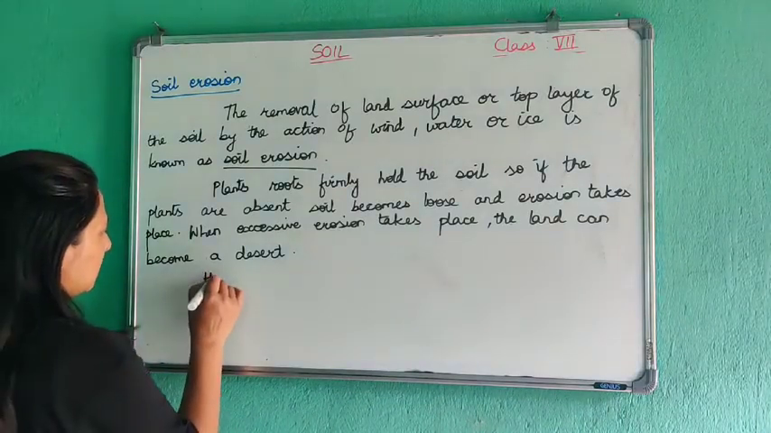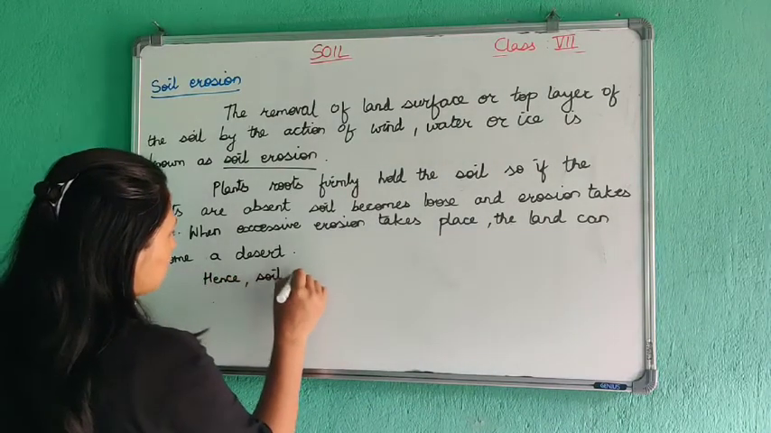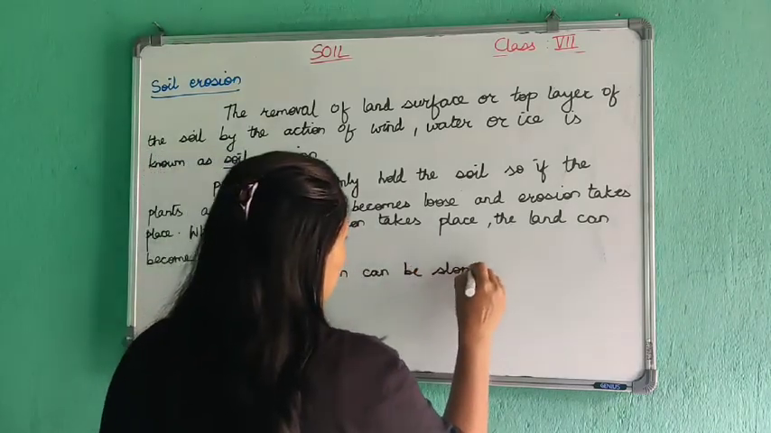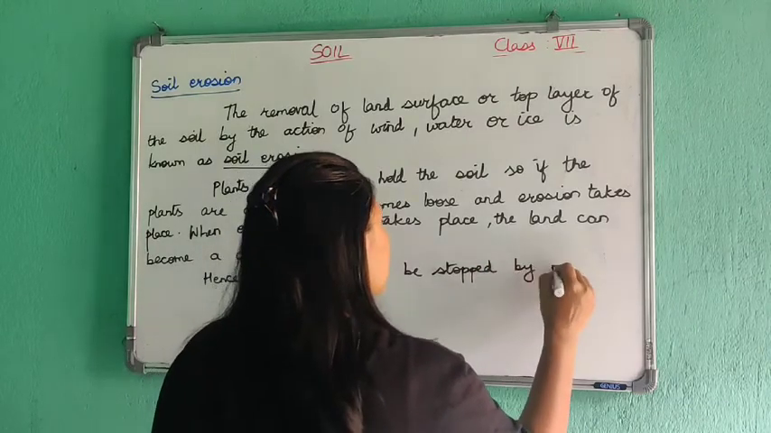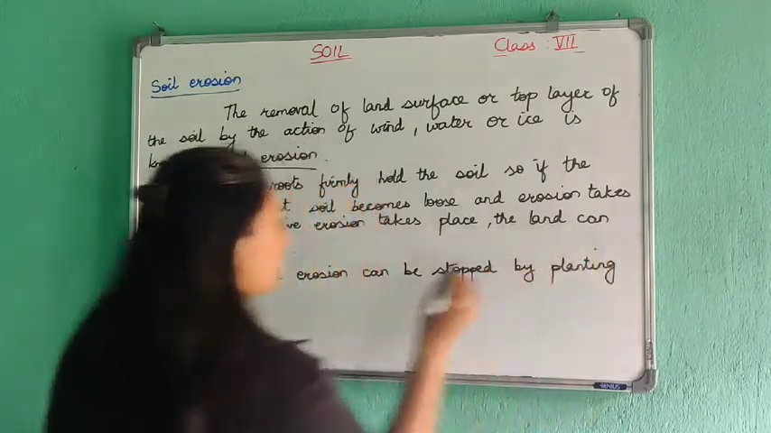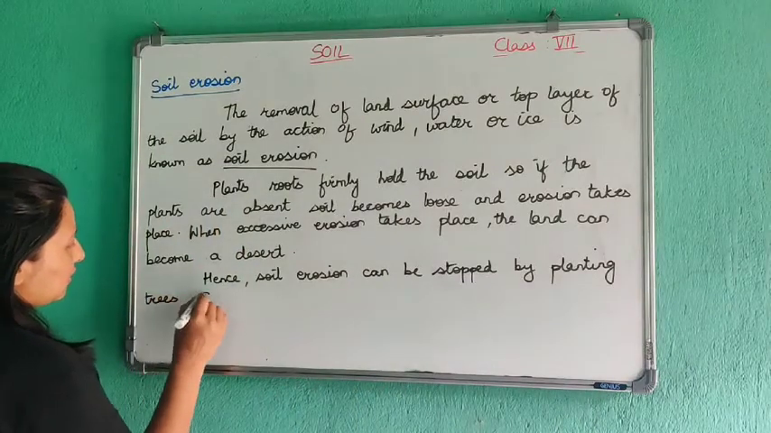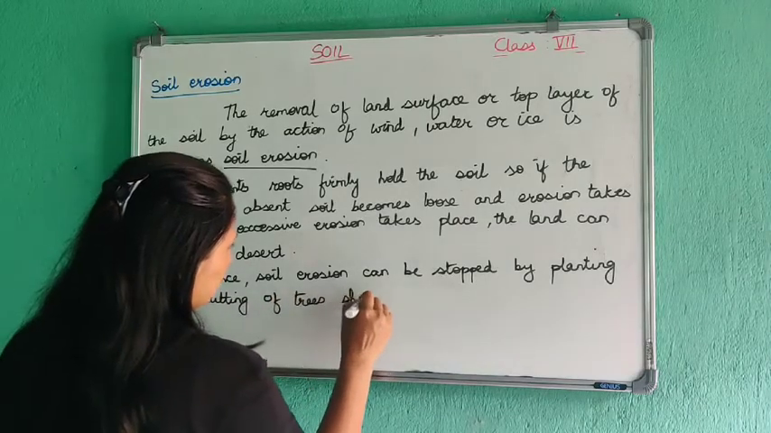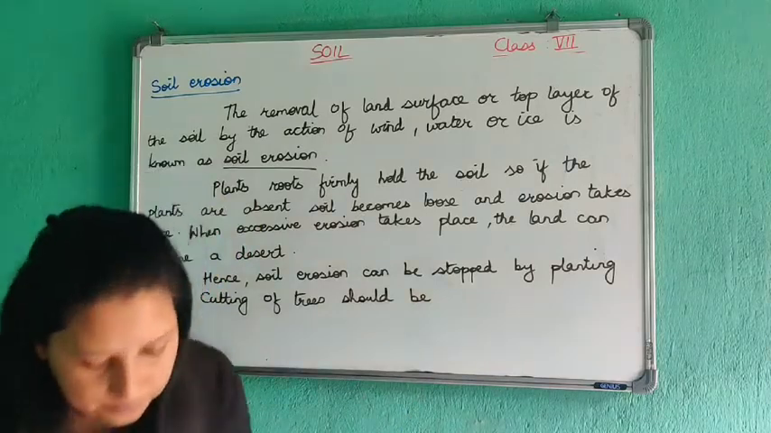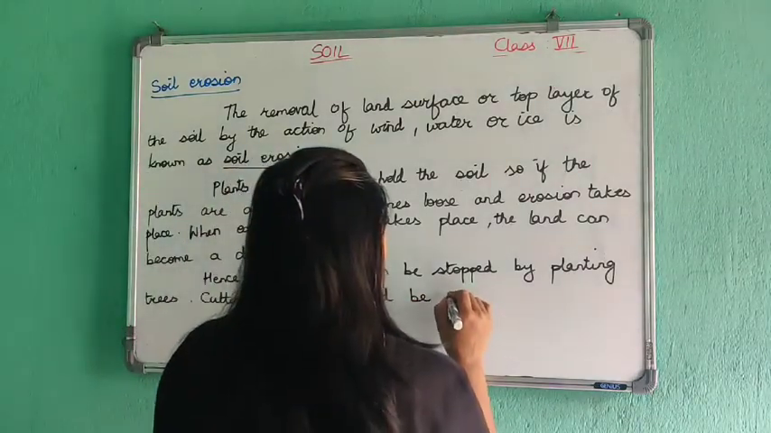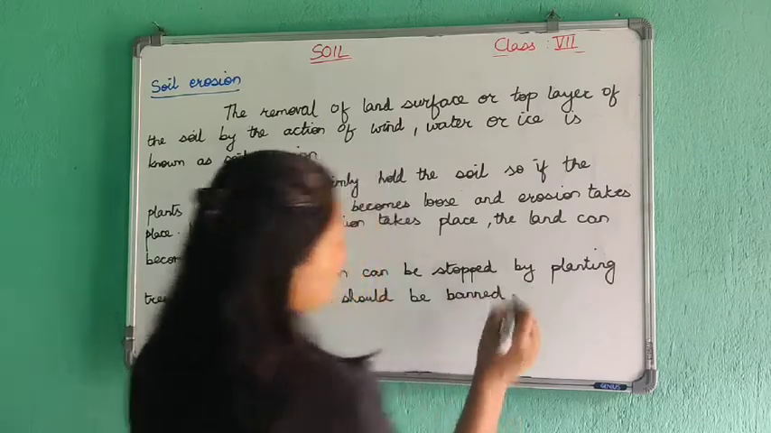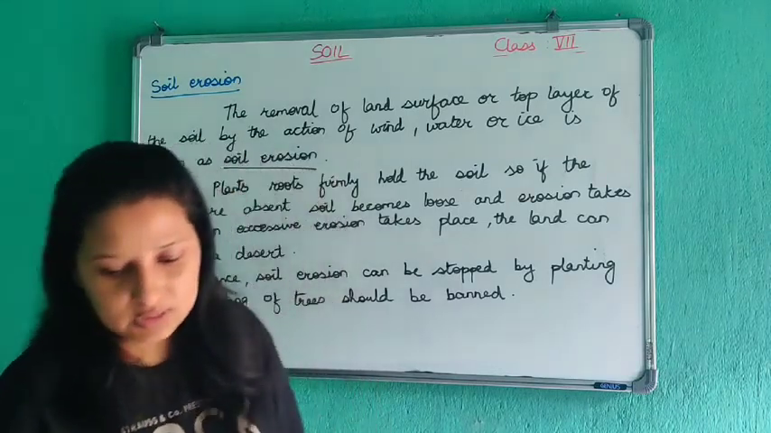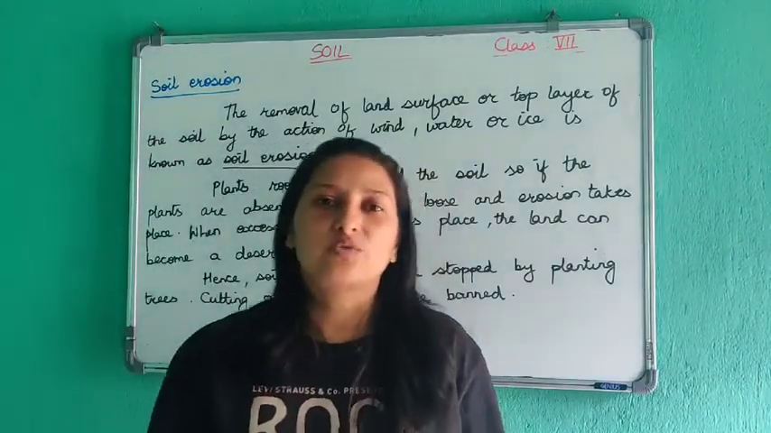Okay, so hence soil erosion can be stopped by planting trees. Cutting of trees should be banned. Okay, so cutting of trees should not be done and we should also plant trees. With this we've come to the end of the chapter soil.